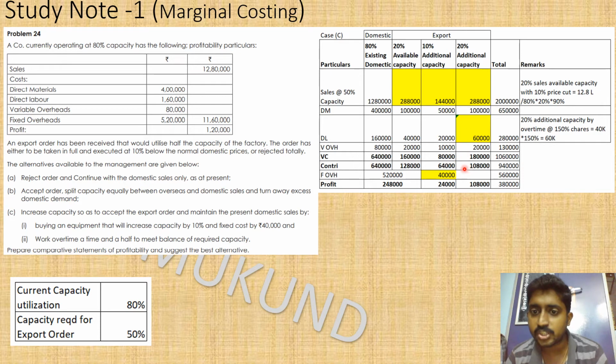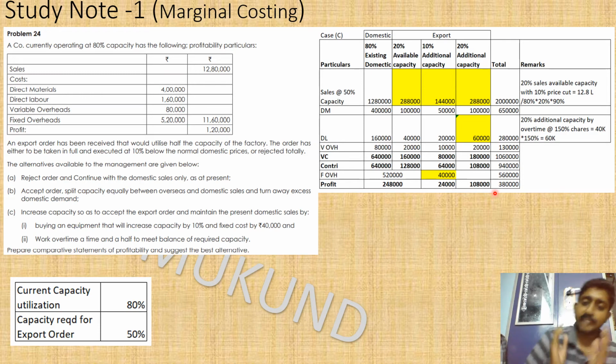So the contribution is 1.08 lakhs. Okay, this will become the contribution. There is no fixed cost for it. We are just asking our labor to do overtime and deliver the product. Okay, so now if you total it, the total profit comes to 3.8 lakhs.